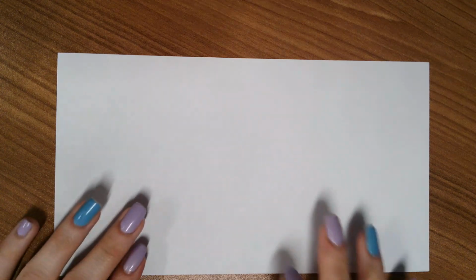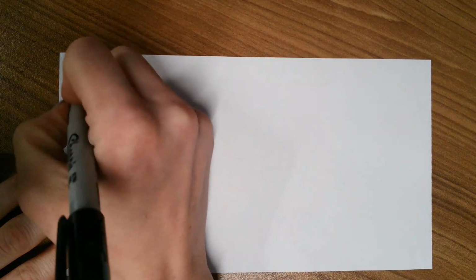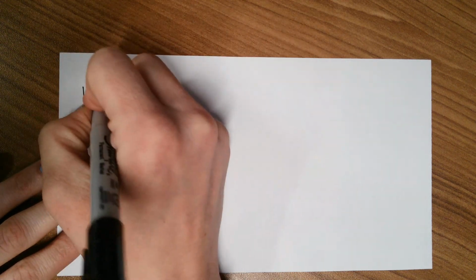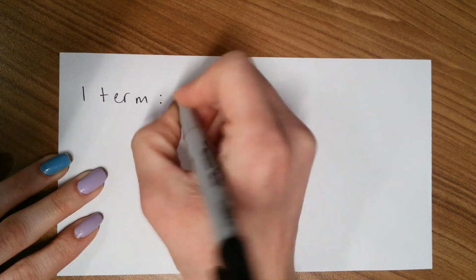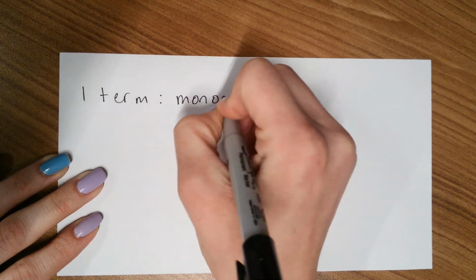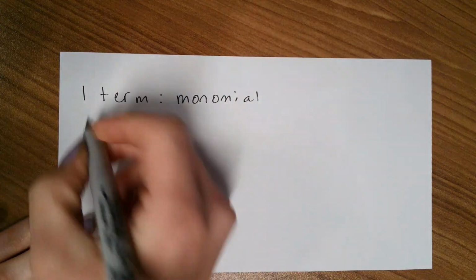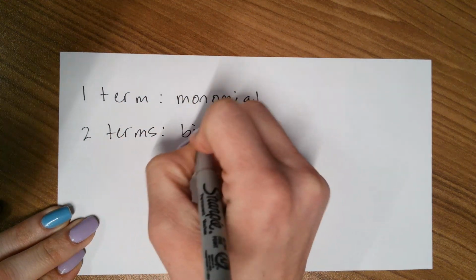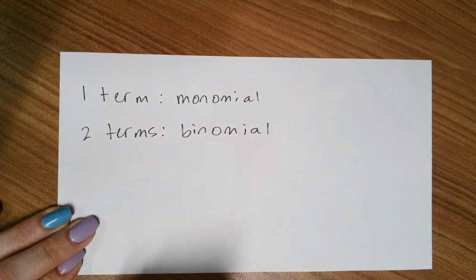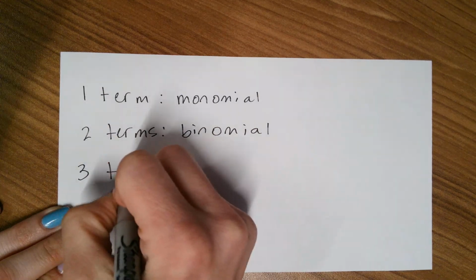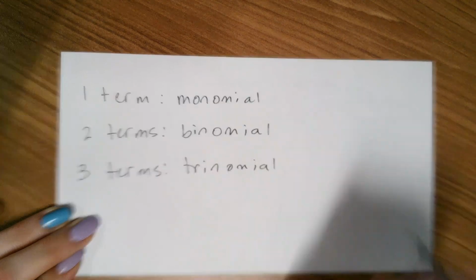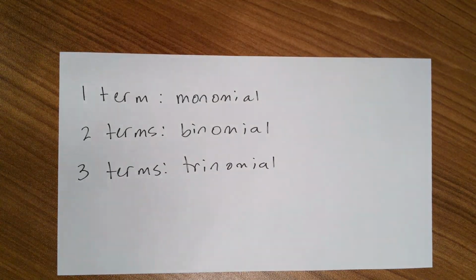If it has 1 term, 2 terms, or 3 terms, we give it a fancy name. So if I have a polynomial, or any expression really, with 1 term, we say it is a monomial. If it has 2 terms, it's a binomial. And if it has 3 terms, it's a trinomial. Vocabulary lesson for the day.